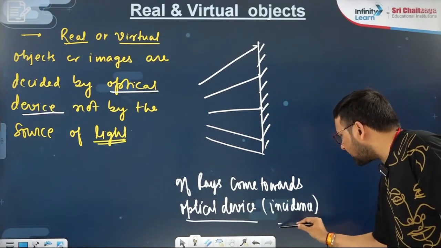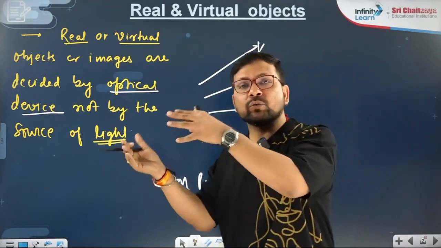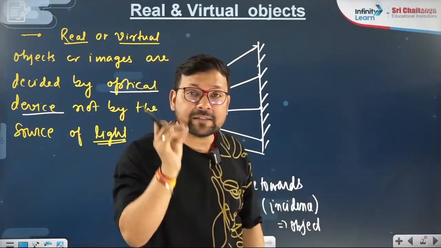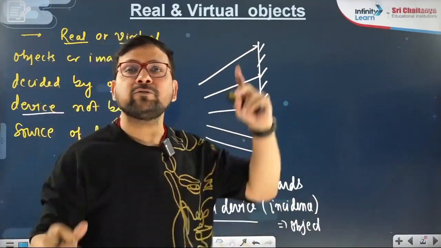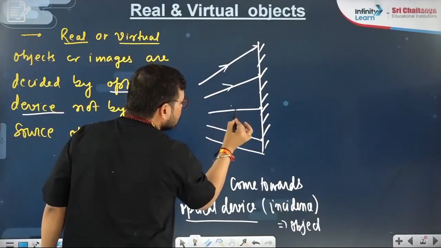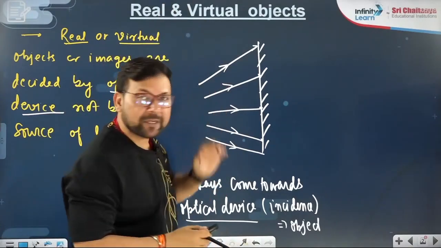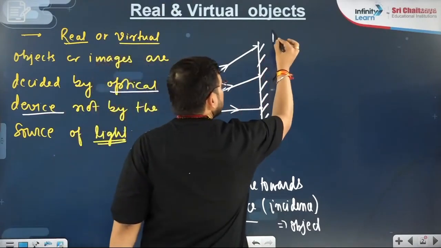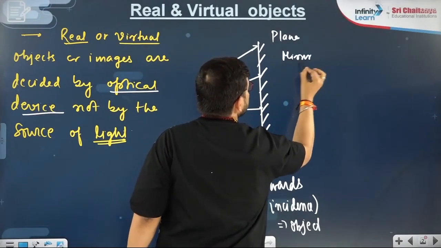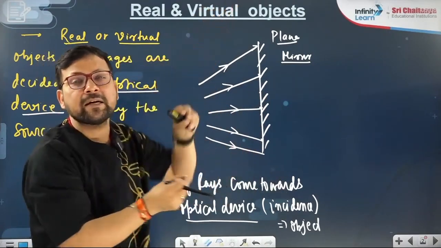Incidence means we are talking about object. If the rays are coming towards the optical device, then we are talking about incidence, and incidence is object. Reflection and refraction are image. So see this diagram and please look at the arrows. In this arrow, all these rays are coming towards the optical device. In this diagram we have taken a plane mirror as the optical device.